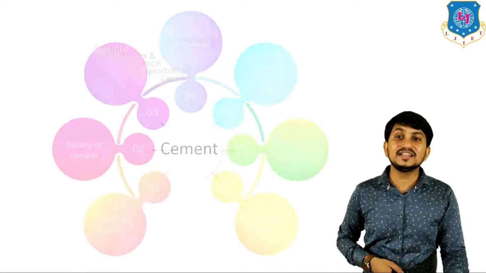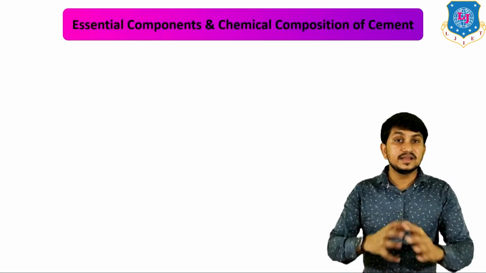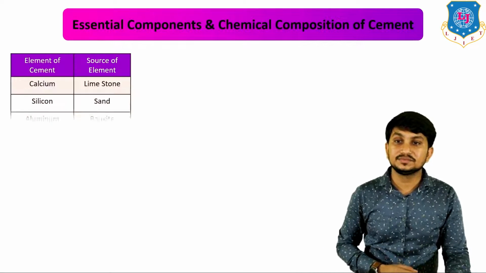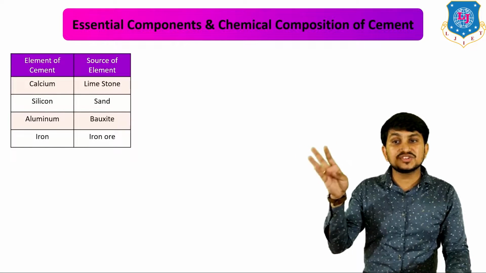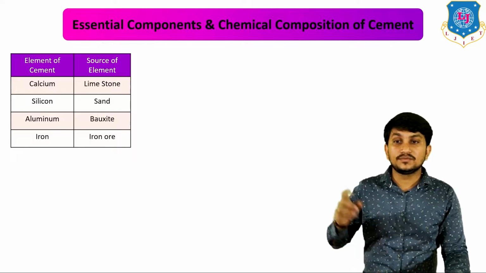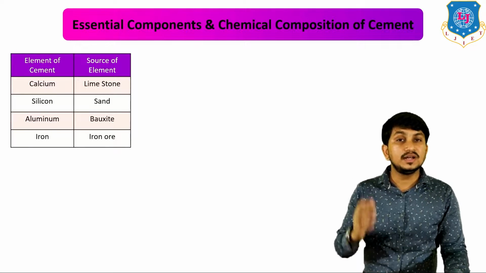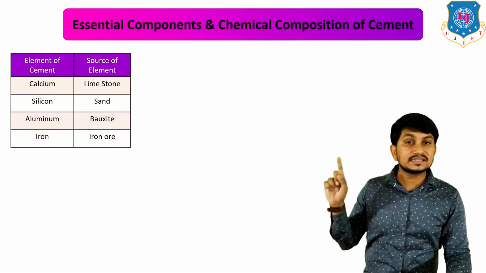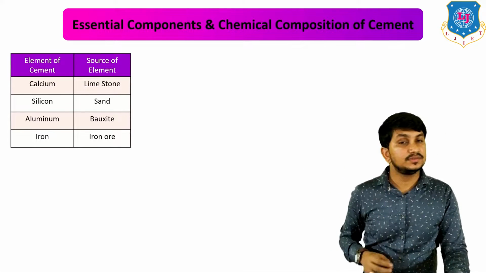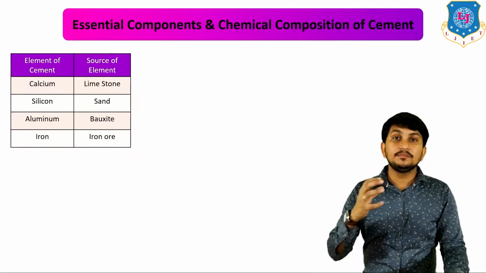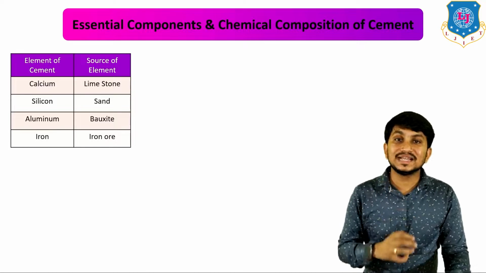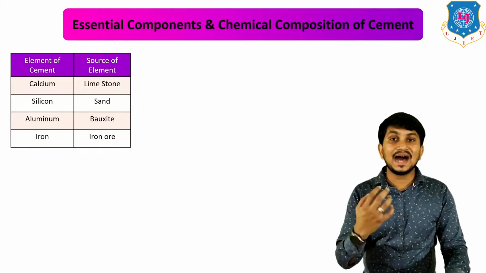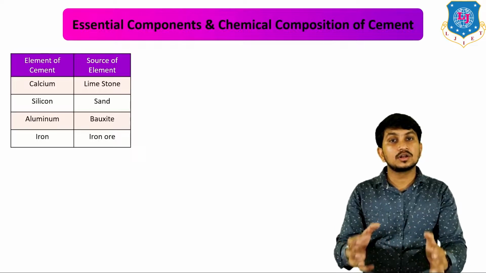Now, let's discuss the various essential components and chemical composition of cement. There are four essential components of cement. First is calcium, which comes from limestone. Second is silicon, which comes from sand. Third is aluminum, which mainly comes from bauxite. And last is iron, which comes from iron ore rocks.